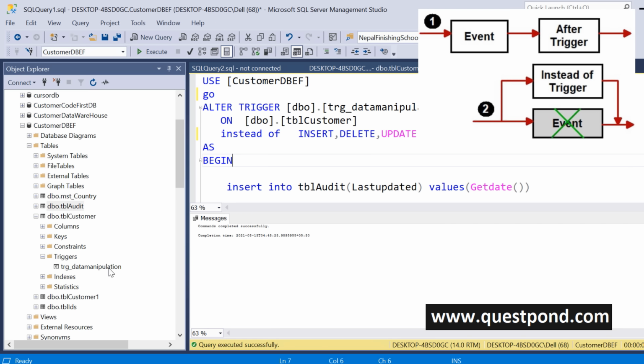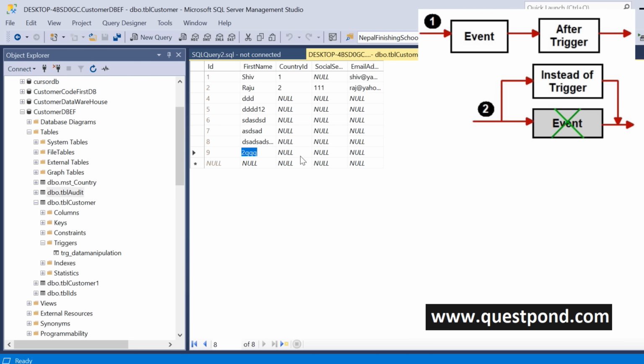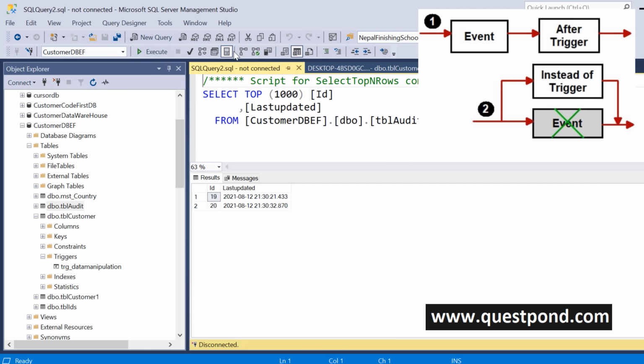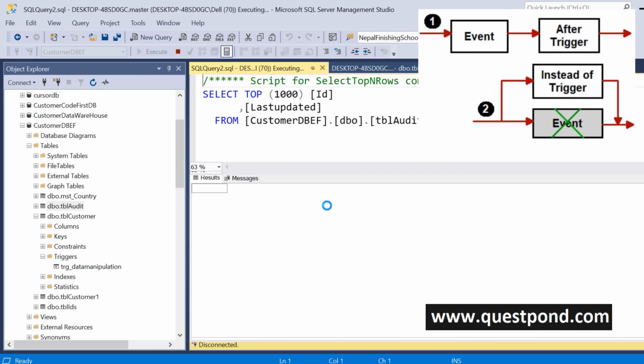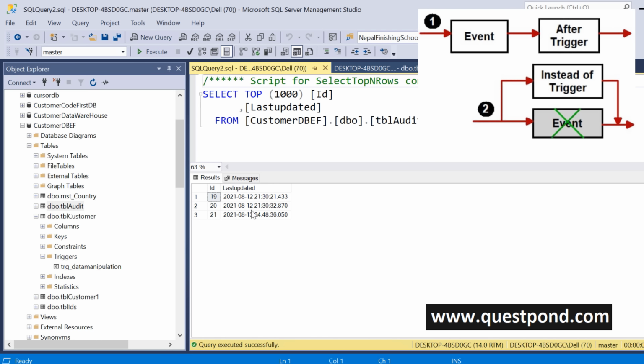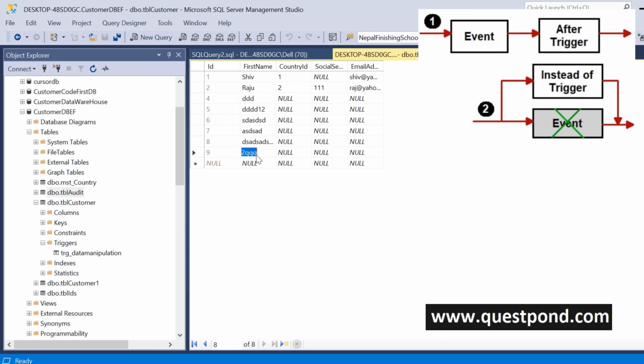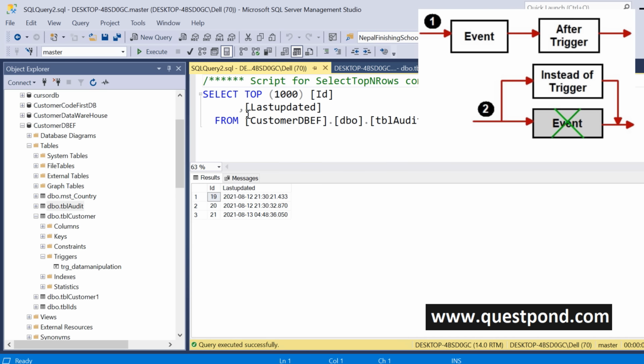So now what will happen is, if I go to my TBL customer and if I change something, for example, I'm changing this QQQQ to, let's say, Shiv. You can see it did not change it. It did not update it. But instead of that, it executed this trigger. Again, I can show that. So if I change this to test, nothing happens. But instead of that, it fires the audit table.